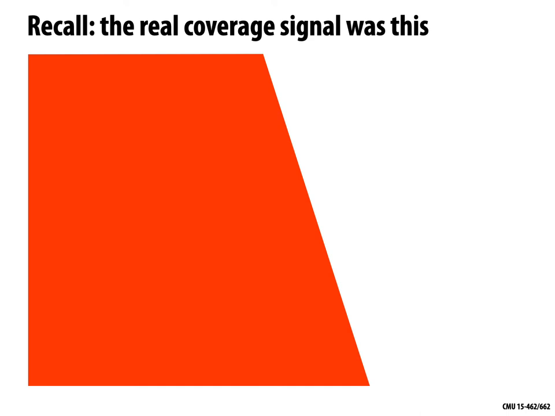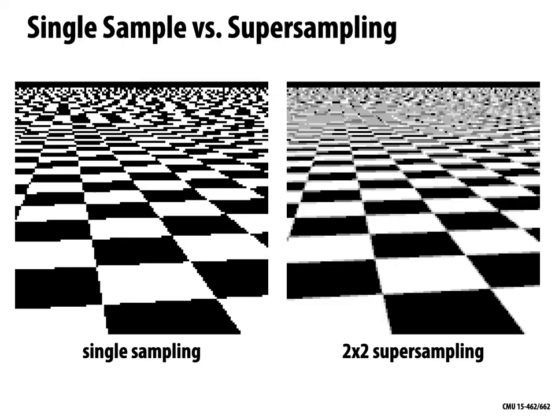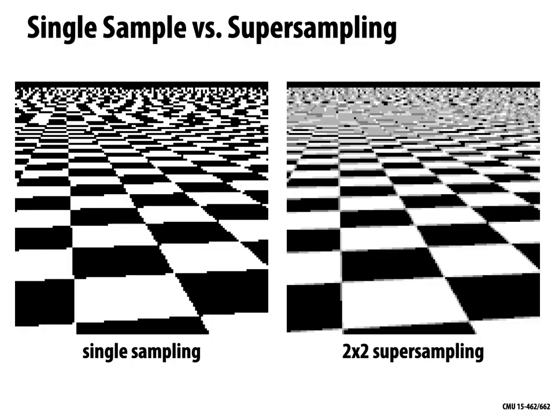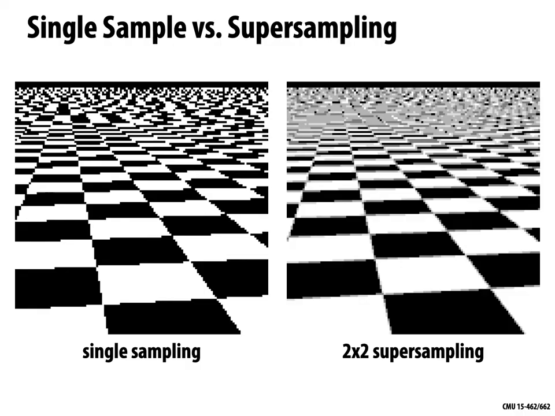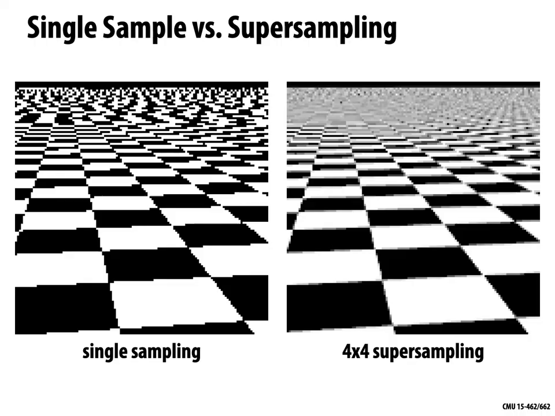I think this becomes a little more interesting to look at if we look at a real image. So let's go back to this checkerboard example. If we just do single sampling, we just sample the center of each pixel, we get, again, these shimmering artifacts on the horizon. If we run exactly the supersampling procedure that we did before, so we have four sample values per pixel, and then we average them to get the coverage, then we get something that's a little bit better, but you still notice there's some pretty nasty shimmering artifacts. So how can we make this even better? Well, how about we do even more samples per pixel? So now in each pixel we have 4x4, or 16 samples.